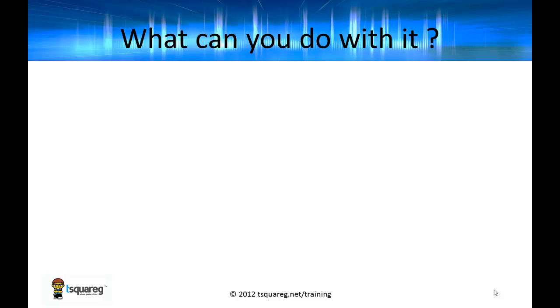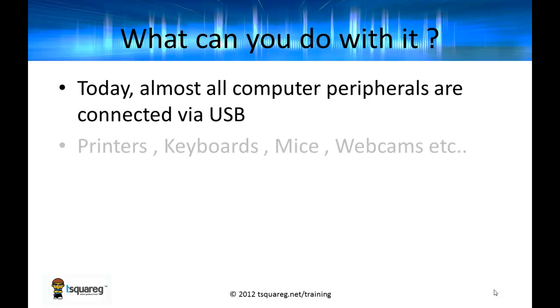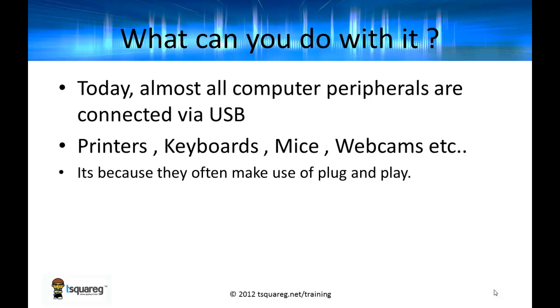So when we're talking about what you can do with it, well, it's so universal that almost all computer peripherals are connected via USB. That includes printers, keyboards, mice, we already mentioned, webcams, and just about anything that you can think of. One of the big benefits of it is that it makes use of what's referred to as plug-and-play technology. You plug the device in, and it basically configures itself with the help of the operating system.